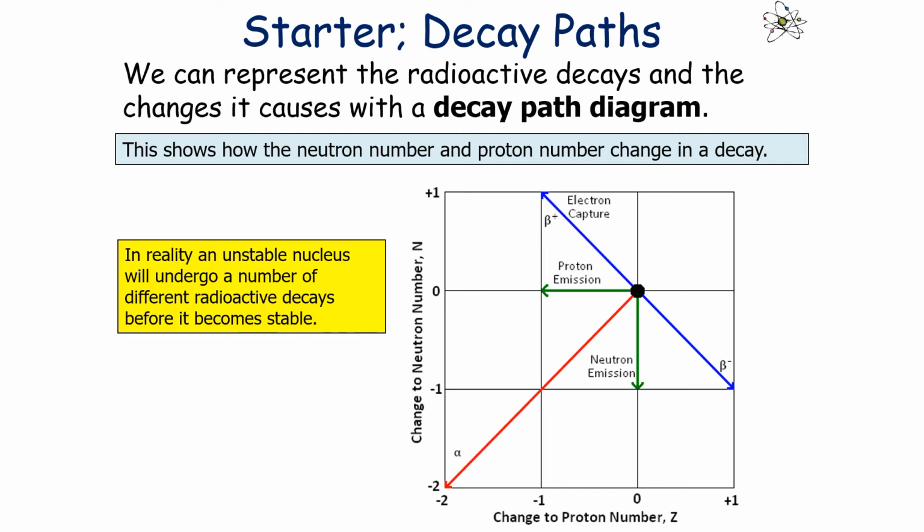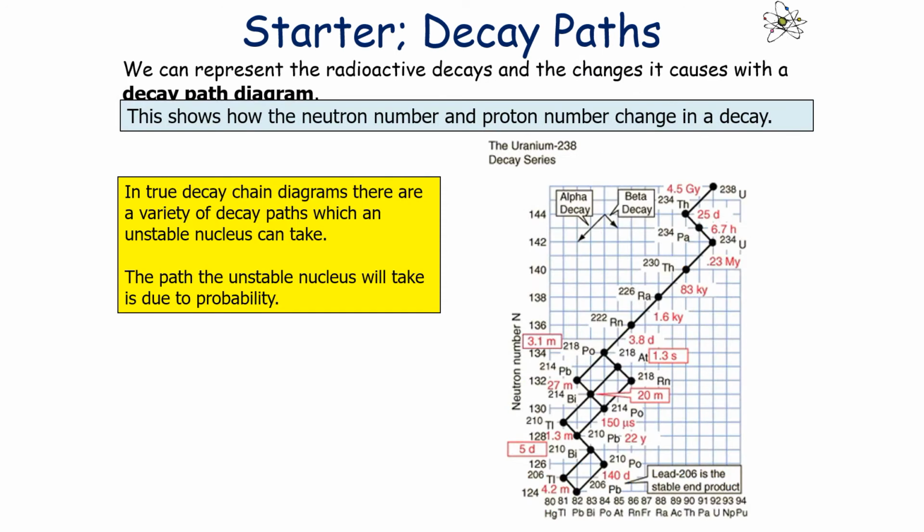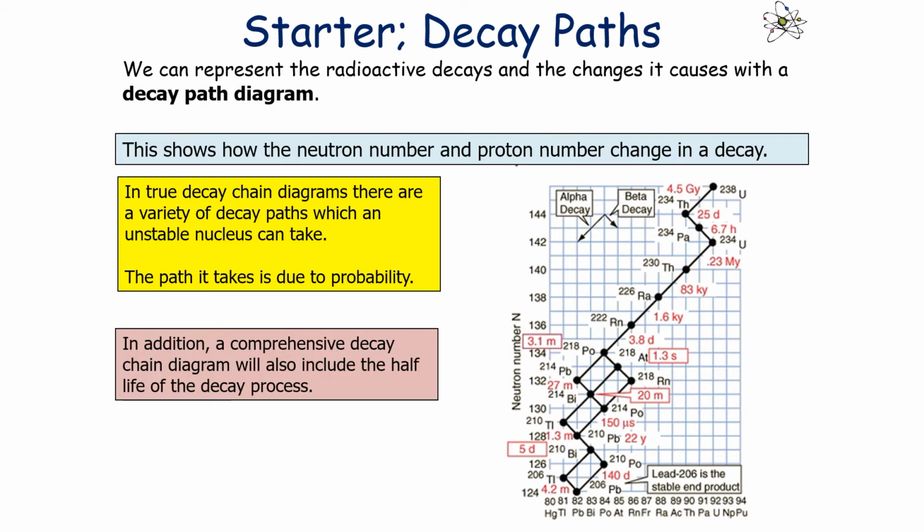Now, in reality, an unstable nucleus will undergo a number of different radioactive decays before it becomes stable, which is actually shown on a radioactive decay chain diagram, which is a chain diagram as each decay is linked to the previous decay for the nucleus. So the path the unstable nucleus will take is shown on the decay chain, the decay path diagram. Now, you'll notice that there can be a variety of paths which the unstable nucleus can take, and the path that they do take is down to probability. Now, in addition, a comprehensive decay chain diagram will also include the half-life of the decay processes.